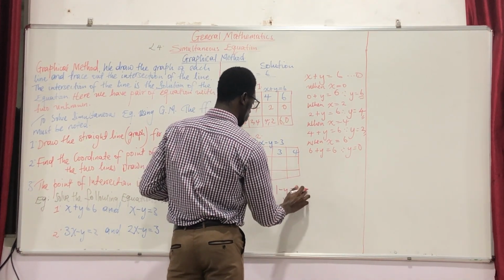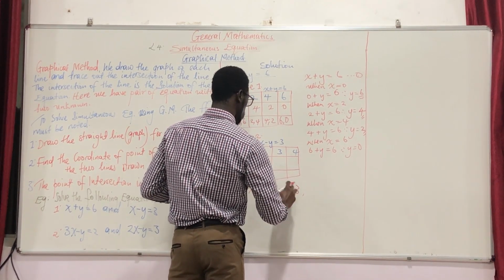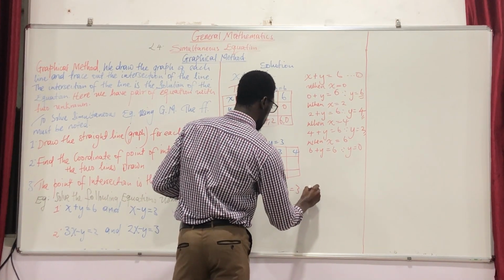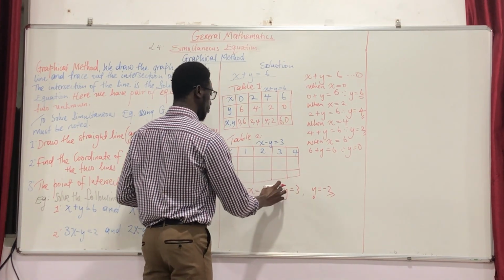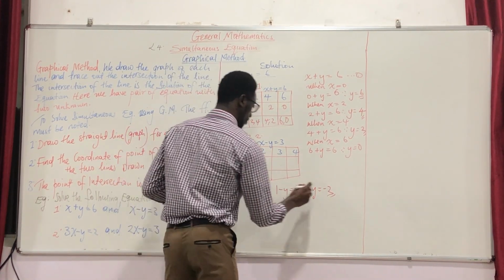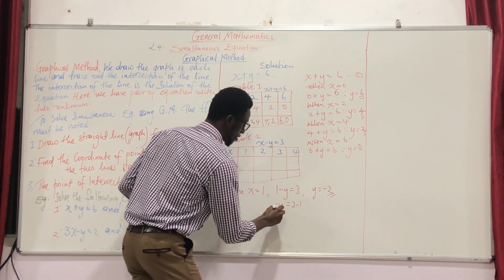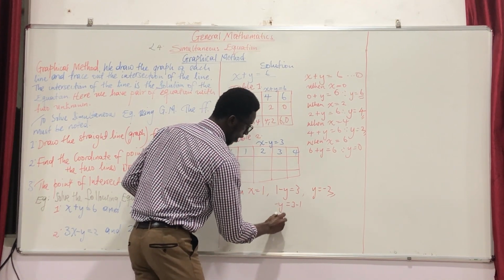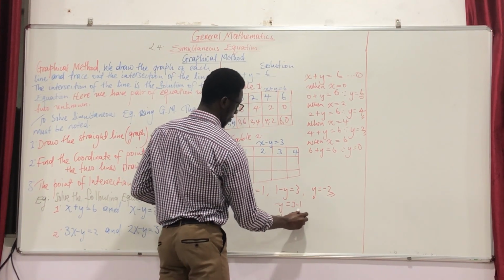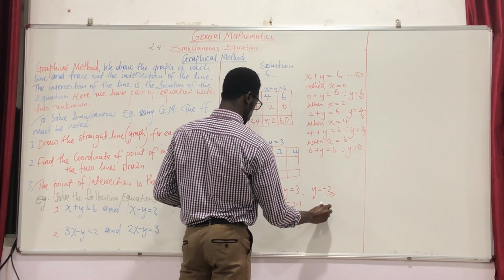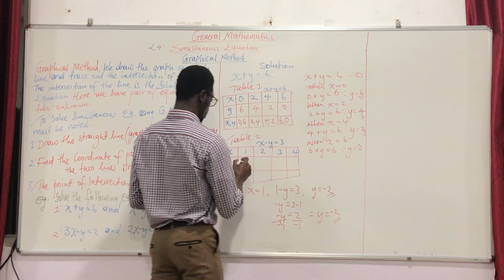If we transpose this, it becomes 1 minus 3, which is minus 2. Or you can also say minus y equals 3 minus 1, minus y equals 2. So we divide both sides by minus 1, then y equals minus 2. So it's the same. When x equals 1, y is minus 2.